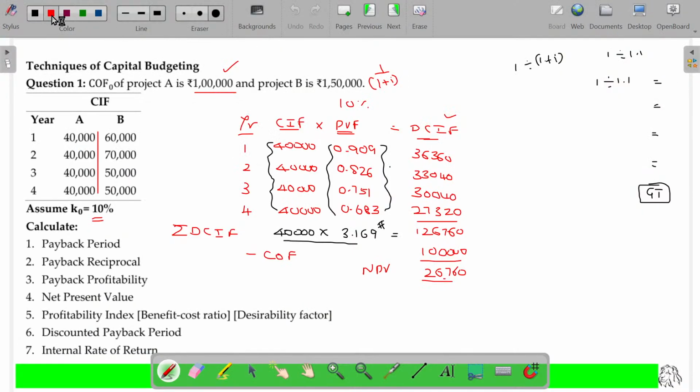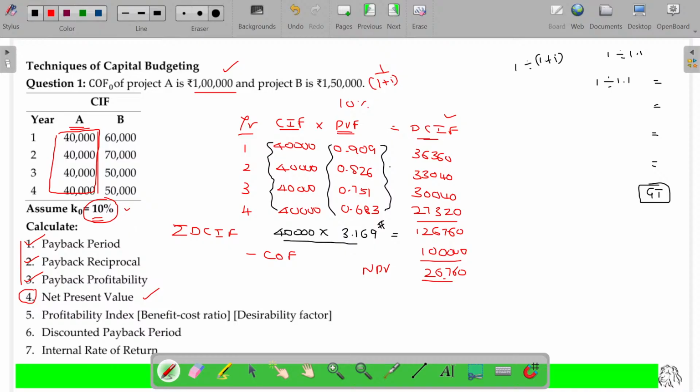So, in the previous class, we calculated payback period, payback reciprocal, and payback profitability for the two projects, project A and project B. And I started with the calculation of net present value for project A. The way of calculating the NPV is that whatever cash inflow we get in the later period will be discounted to bring it to the present value with the cost of capital given for the particular company.